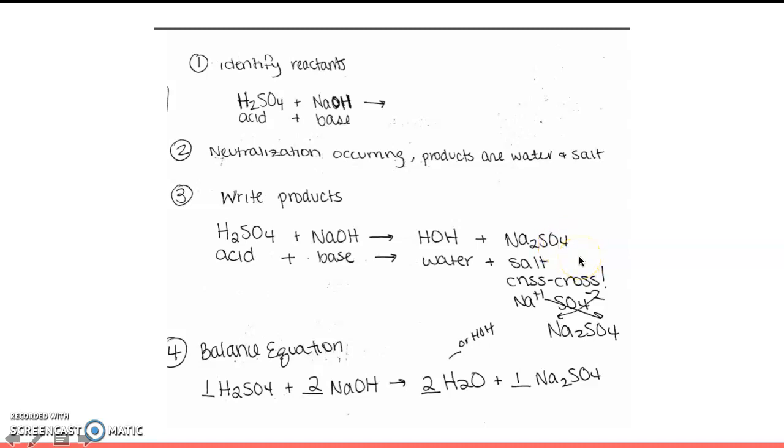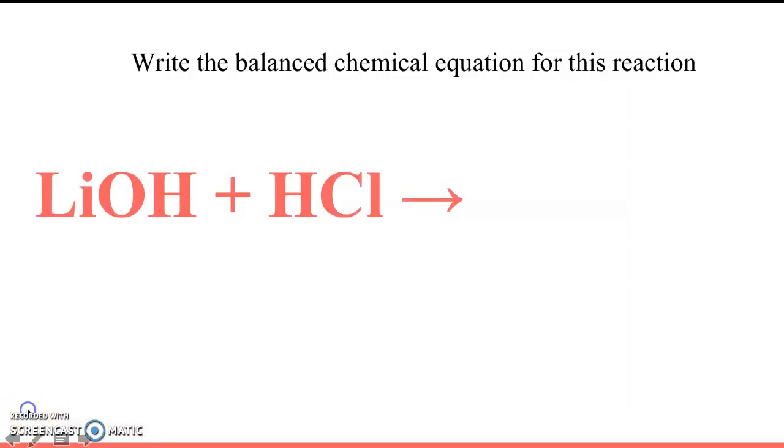Last step, make sure our equation is balanced. This one is not. So if you take a look, we have 2 H's. So I have to put a 2 here. So we have 2 H's. I also have 2 H's from here, so really we have 4 H's on this side, 4 H's on this side, 2 oxygen, 2 oxygen, 1 SO4, 1 SO4, 2 Na, 2 Na.